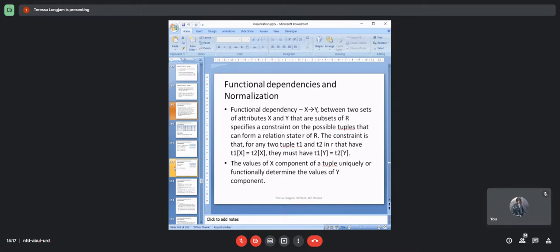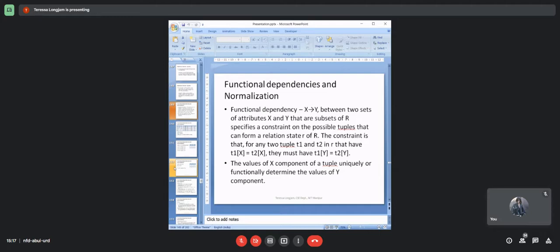So these three anomalies may arise if we have a wrong design. That is why, from the very beginning of this class, I am telling you to design your database properly, applying all the required constraints in your model and design.